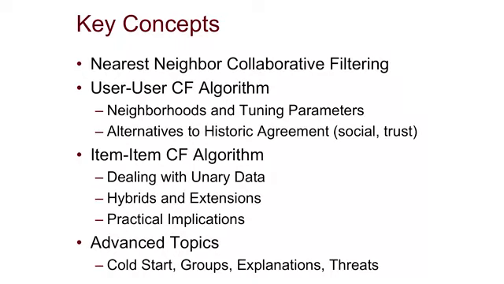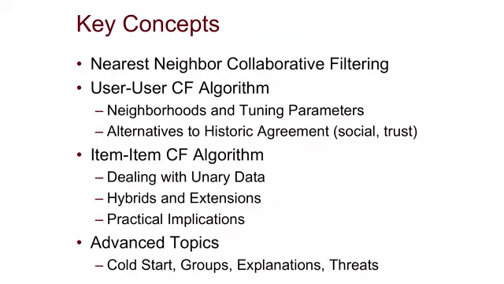We'll start with the user-user collaborative filtering algorithm, an algorithm that directly forms neighborhoods of other people, and we'll explore topics such as the formation of neighborhoods and the tuning parameters that make this algorithm work particularly well. We'll also look at alternatives for historic agreement as ways of building neighborhoods, things like building neighborhoods based on social relationship or trust.